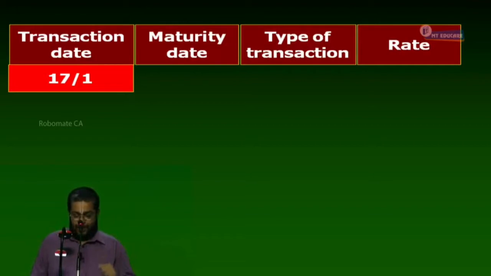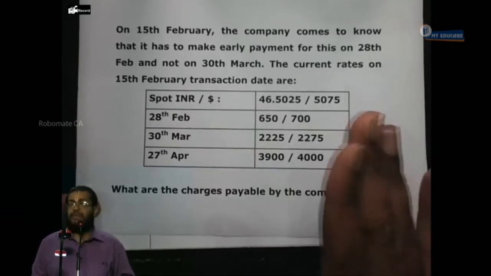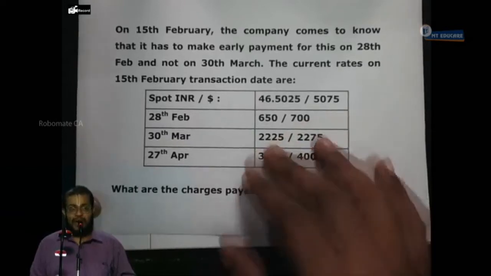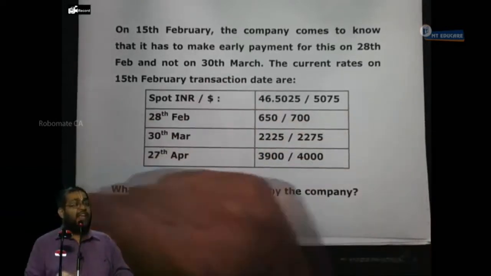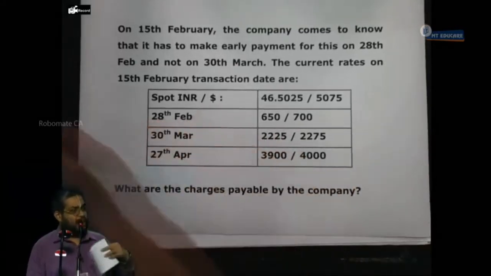Now tell me how we know we are going to have a payable: purchasing 1 lakh US dollars. So I'm going to go for a buy. So I want to go for a forward buy that is maturing on which date? Yeah, 30th March. How do you come to know about this? It is given in the sentence. On 15 February, the company comes to know that it has to make the payment on 28 February and not on 30th March. That means originally on 17 January, I went for the forward purchase expiring on which date? 30th March. Everybody respond. Are you all following or not?